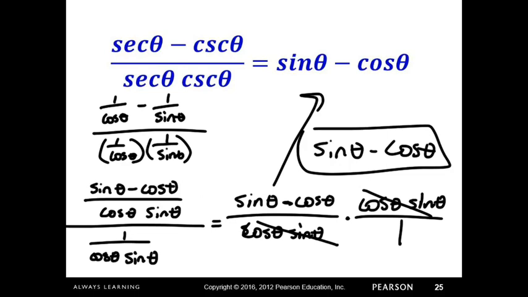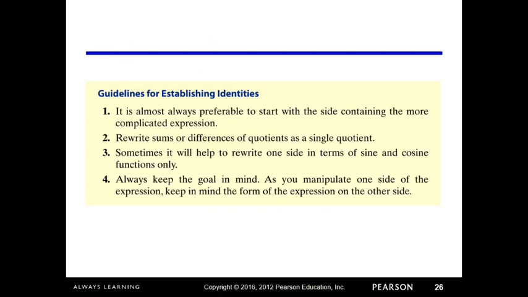Hopefully it's enough for you to start work on your homework. And the last slide is simply a summary. Always preferable to start with the side containing the more complicated expression. Rewrite sums or differences as quotients or as a single quotient, in other words, common denominator. Sometimes it helps to rewrite them in terms of sine and cosine only. And always remember where you're going. As you manipulate one side, you keep in mind what you ultimately want to get, because you want it to match the other side.